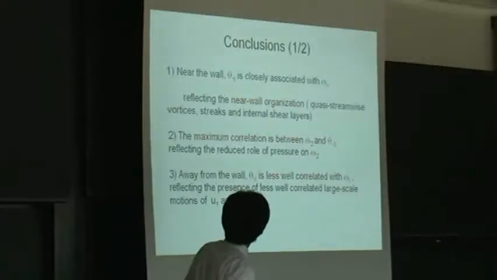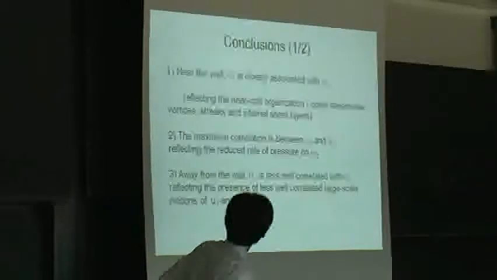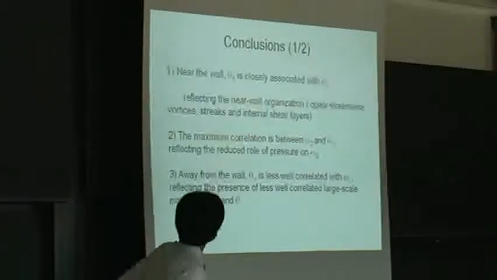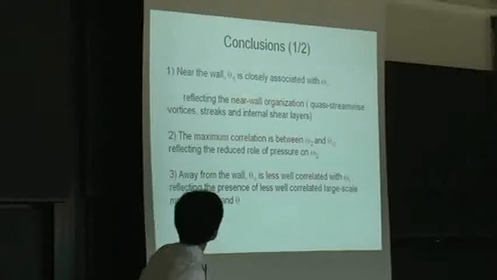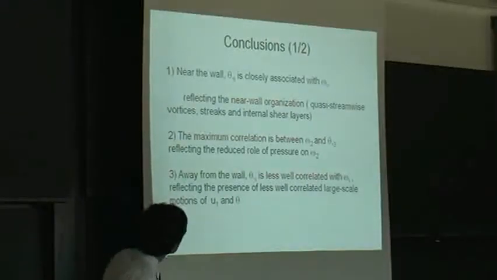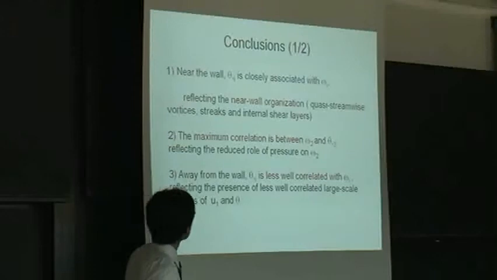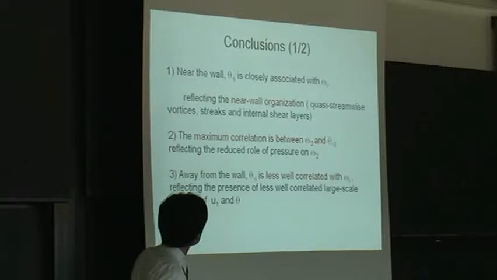So now conclusions. In the present study, we have examined the relationship between the 2 vector fluids across the tunnel. We obtained 5 conclusions. First, near the wall, the scalar derivative vector is closely associated with the positive vector, reflecting a near organization. Second one is that the maximum correlation coefficient is obtained within these 2 variables. This is reflected in the relative role of the pressure on this normal positive fluctuation.